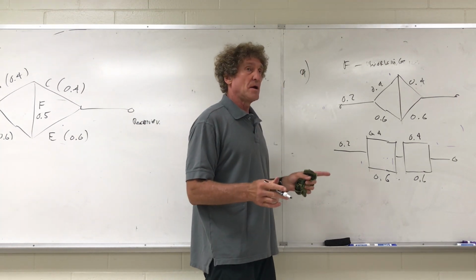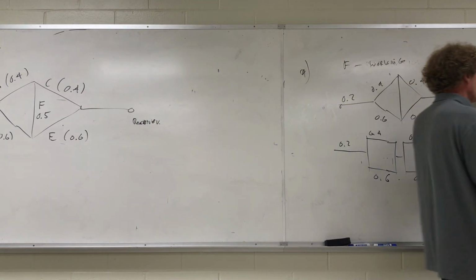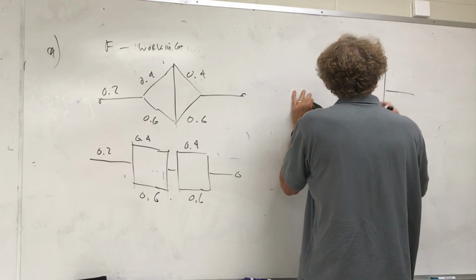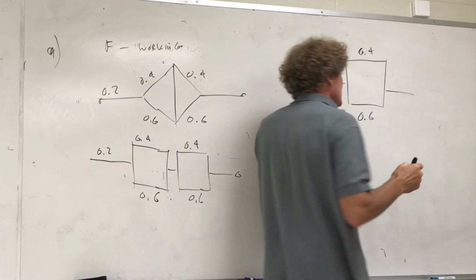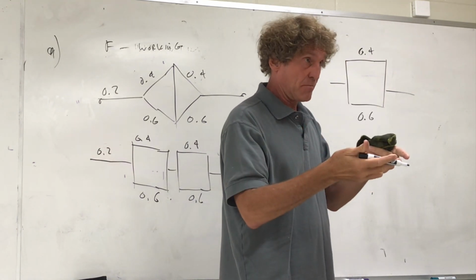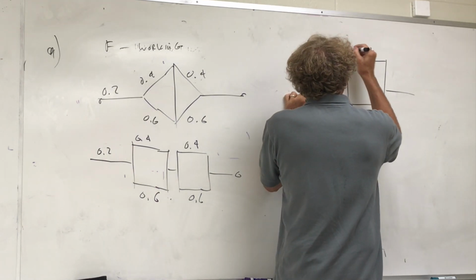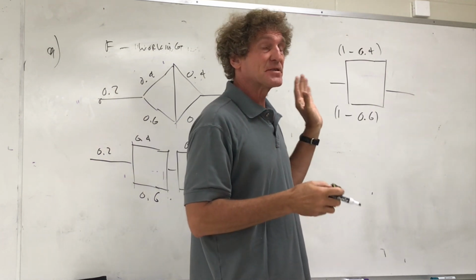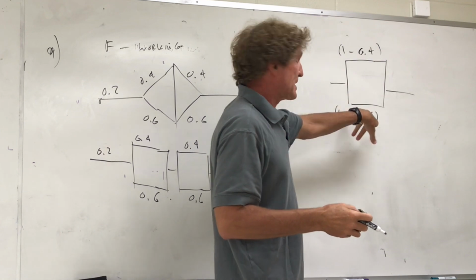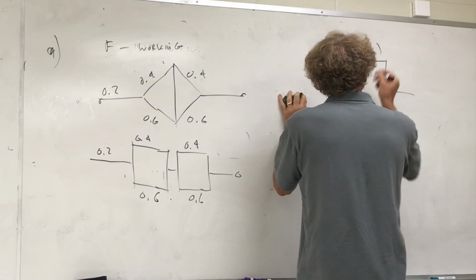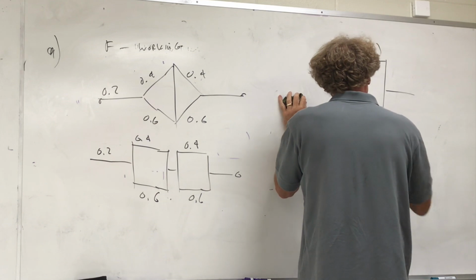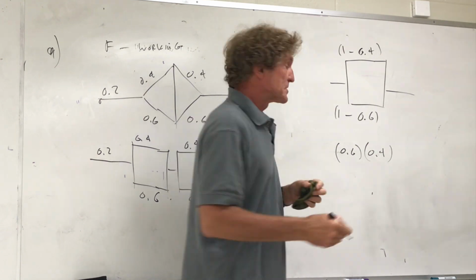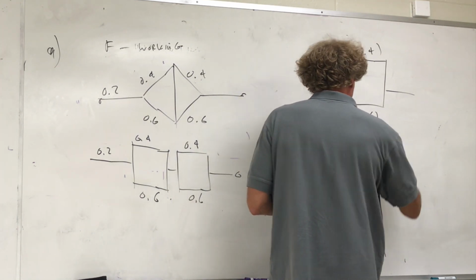All right, now I'm going to show, if I look at just this segment right here, the probability of this working is 0.4. Probability of this working is 0.6. Now I look at the probability of it not working, both of them not working. So that's 1 minus that and 1 minus that. So the probability of this system not working would be the probability of that times the probability of that. If you look at this, this is going to be 0.6, and this is 0.4, right? And that's the probability of it not working. So 1 minus that is the probability of it working.